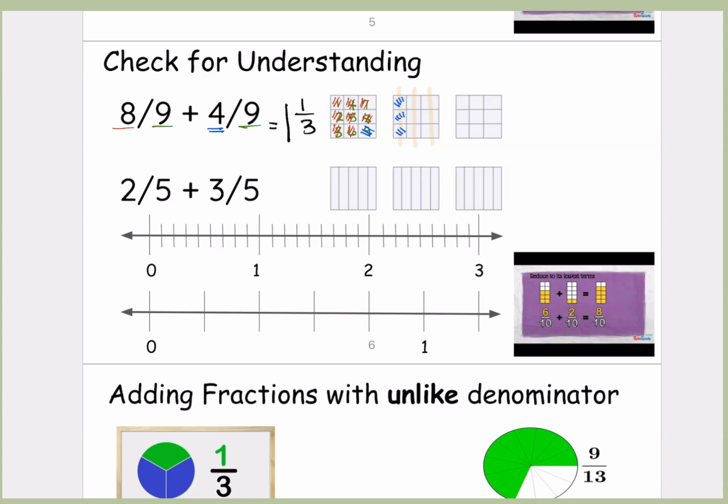1 and 1/3. If we wanted to name this as an improper fraction, we can just name the number of parts that we have, which would be 12 total parts out of the 9 that we need to make a whole. This one is called an improper fraction.